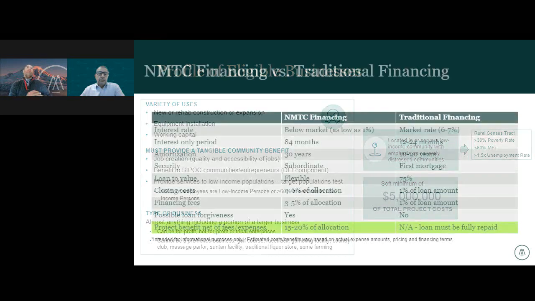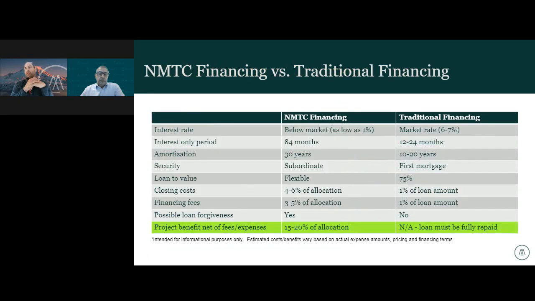All right. So one of the things that I like to do is a little bit of a comparison between traditional financing and new market tax credit financing. As I indicated, new market tax credit financing is meant to be very, very flexible and provide a lot of benefit to businesses that qualify. And so you'll see that the interest rate is typically below market. It can be as low as 1%. Even in today's higher interest rate environments, in the right situation, it can be as low as 1%.